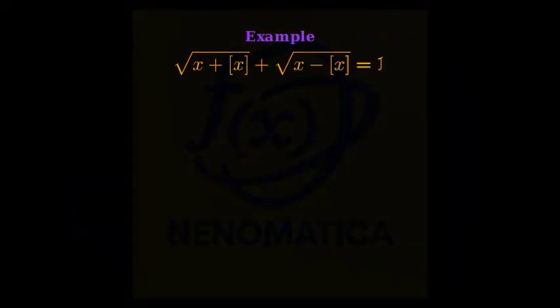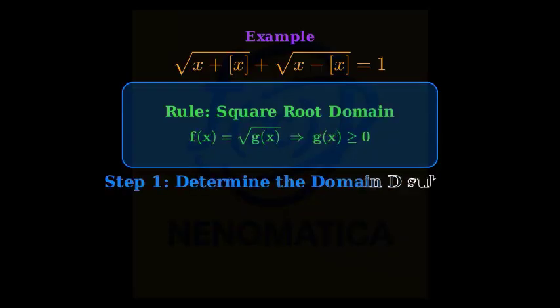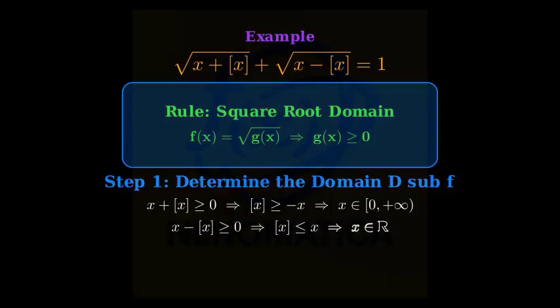Example. In this example, we will solve the equation square root of (x plus floor of x) plus square root of (x minus floor of x) equals 1. Throughout, the square brackets denote the floor of x. Step 1. Determine the domain. For any square root to be defined over the reals, the expression under the radical must be greater than or equal to 0. We apply this rule to both radicals.